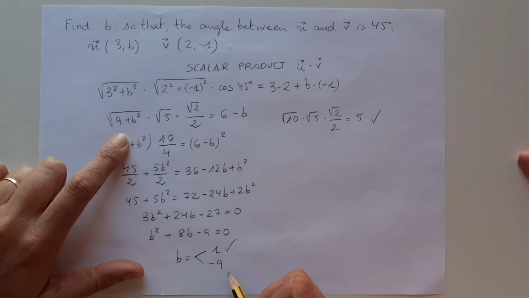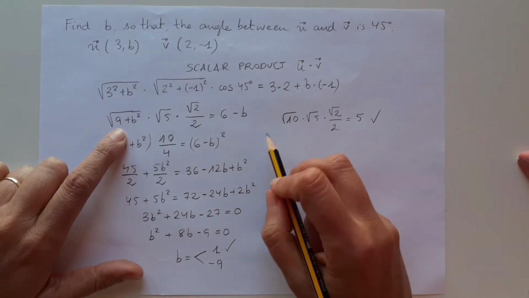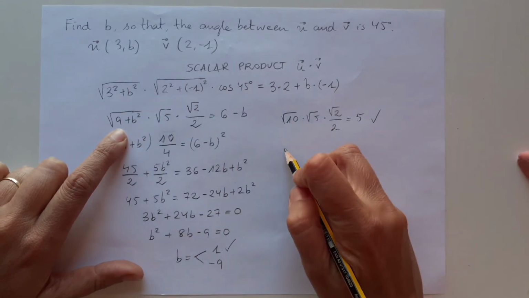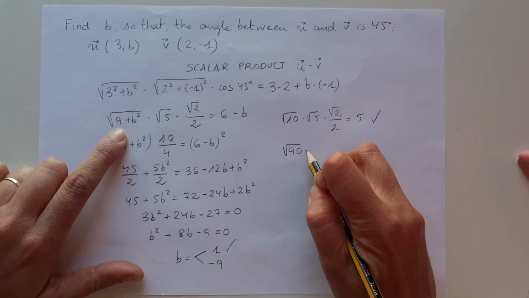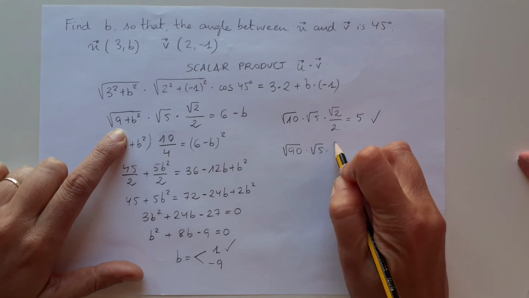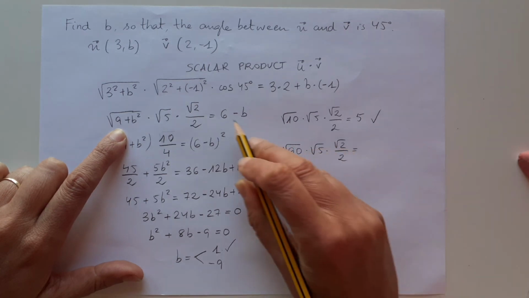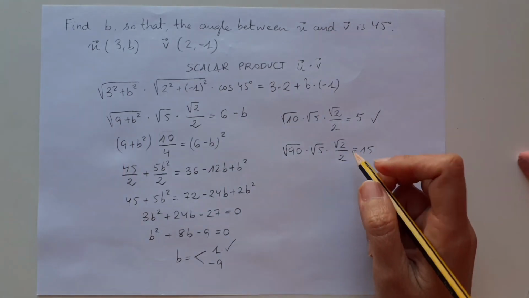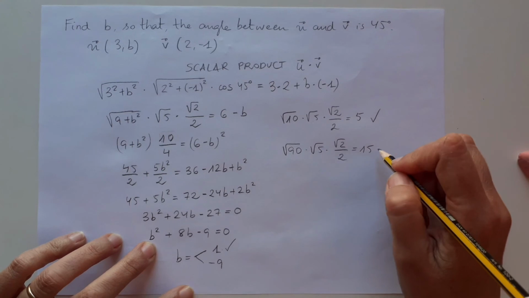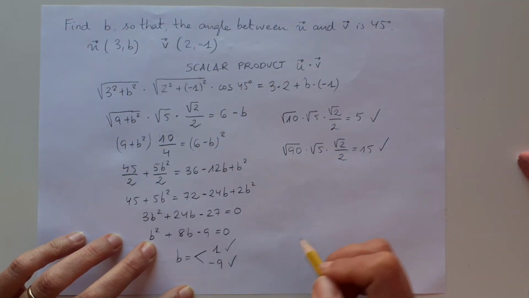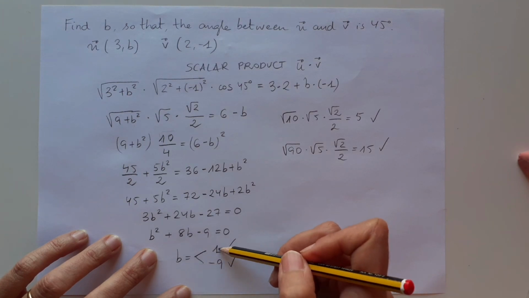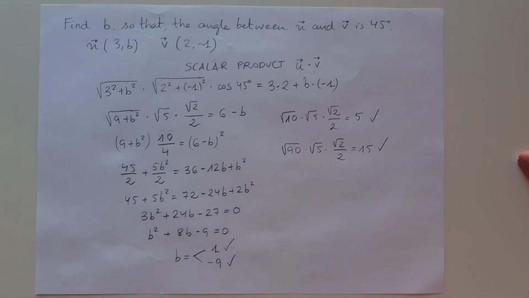And now we have to try with negative 9. And we would obtain negative 9 squared equals 81 plus 9, square root of 90, then times square root of 5 times square root of 2 over 2, and then 6 minus negative 9, which is 15. If we multiply everything, we can check that this is correct. So this solution is valid as well. So the values for B could be 1 and negative 9. I hope you understood. Bye. See you soon.